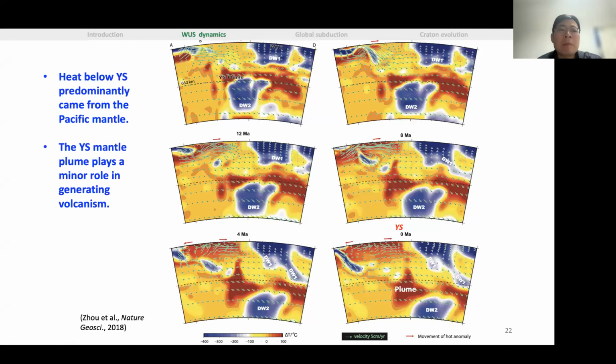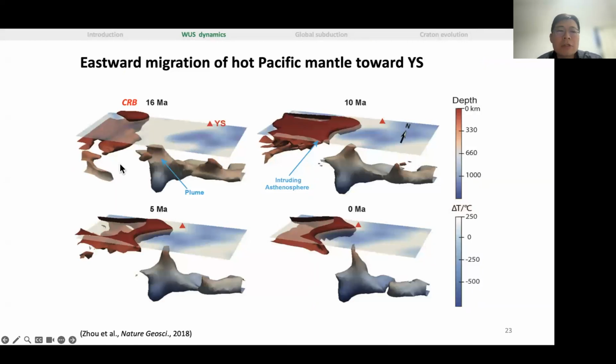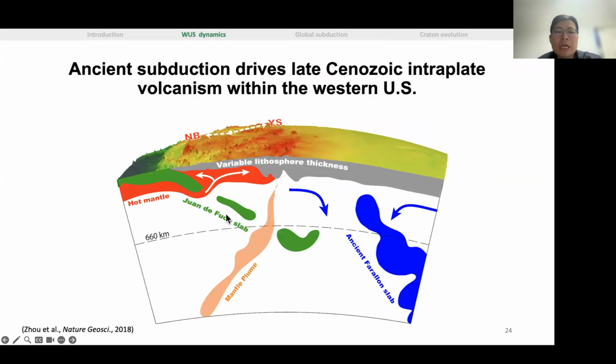In other words, the heat below the Yellowstone hotspot system, we found, at least according to this model, is predominantly from the shallow Pacific mantle, not the Yellowstone plume. So this is another view looking at the two systems of hot anomaly. This is the shallow one. This is the deep one. They move relatively separately.